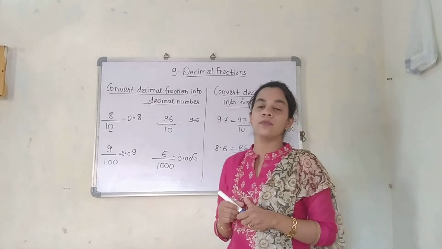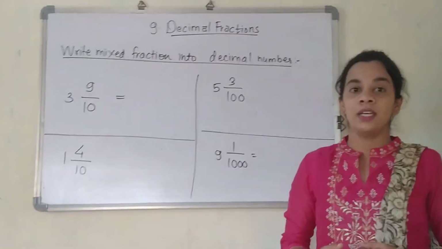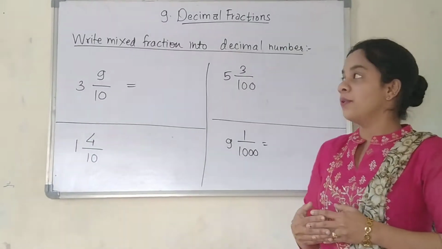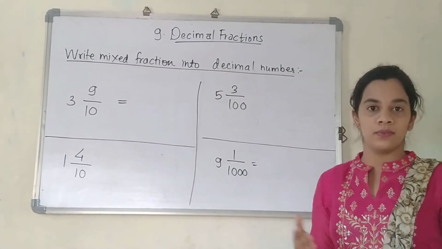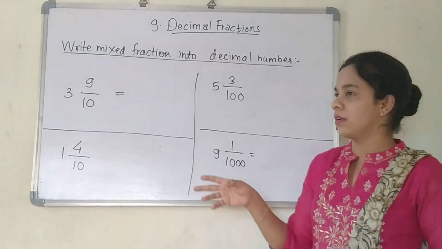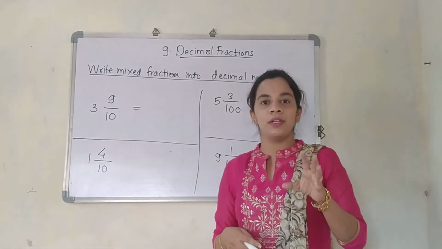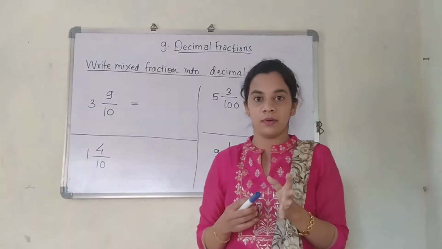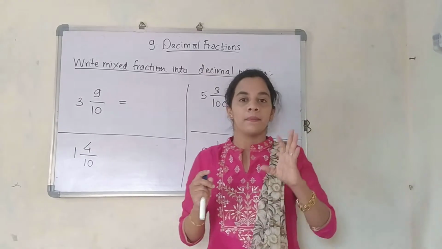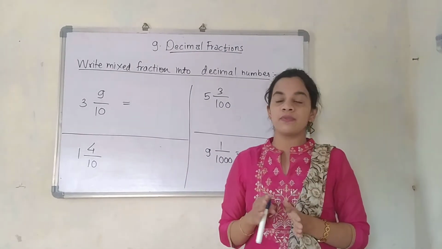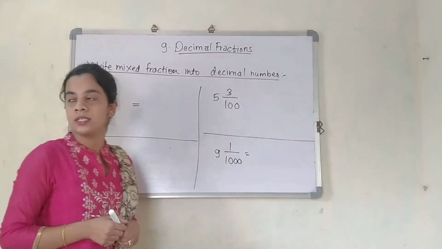We will see the conversion of mixed fraction into decimal form. We are going to convert a mixed fraction into a decimal number. Now you will know what is meant by a mixed fraction. It is a combination of a whole number, an integer, and a fraction. So how are we going to do this conversion of mixed fraction into decimal number? Just see over here.